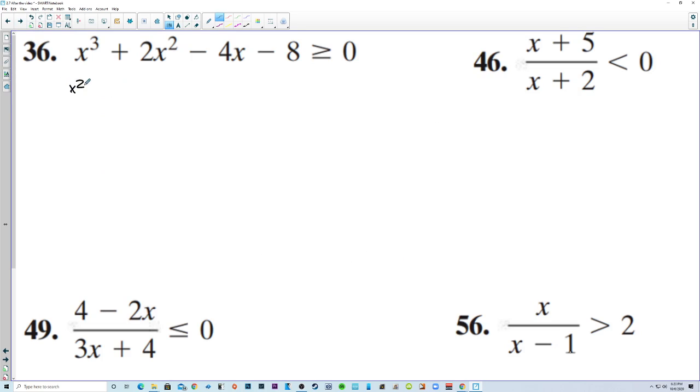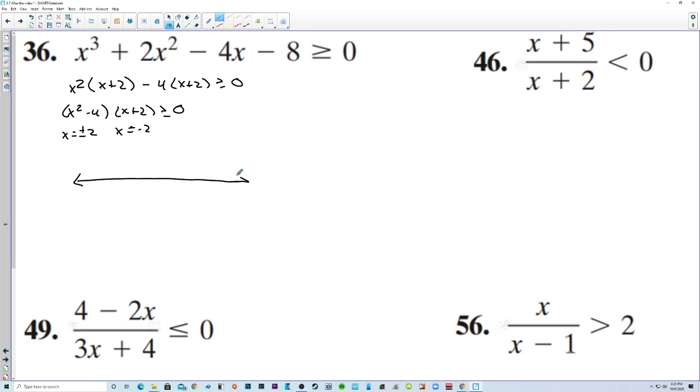Let's factor out the x squared, x plus 2. Factor out a negative 4, and we get x plus 2 greater than or equal to 0. So x squared minus 4, x plus 2 greater than or equal to 0. So the zeros are plus or minus 2 for this one, and negative 2 for this one. Oh, negative 2 counts twice. That'll make it interesting. So negative 2 and 2 now are only zeros.